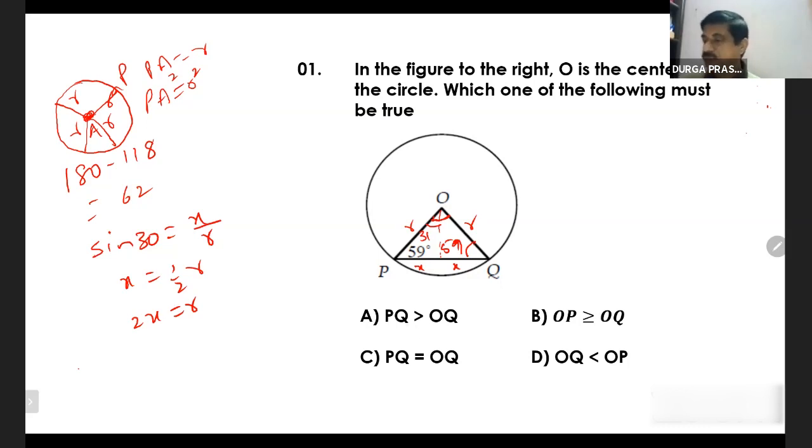So if I say PQ is greater than OQ, that is a bit more appropriate answer. Of course, this is deleted. This is also deleted because it cannot be greater, it is always equal. So PQ is greater than OQ is more appropriate. Because 31 degrees is always greater than 30, sine 31 is greater than sine 30. So x is greater than half r, so 2x should be greater than r.